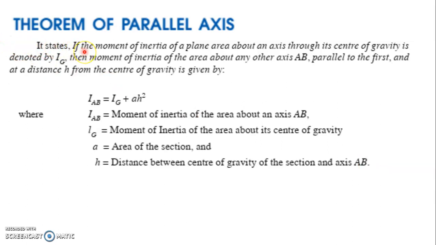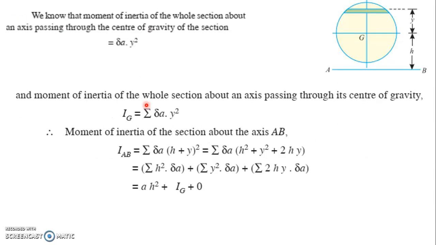And you have to study the statement. If the moment of inertia of a plane area about an axis through the center of gravity is denoted by I_g, then the moment of inertia of the area about any other axis parallel to the first and at a distance h from the center of gravity is given by I_g plus A h bar square. And you have to study the proof for that.